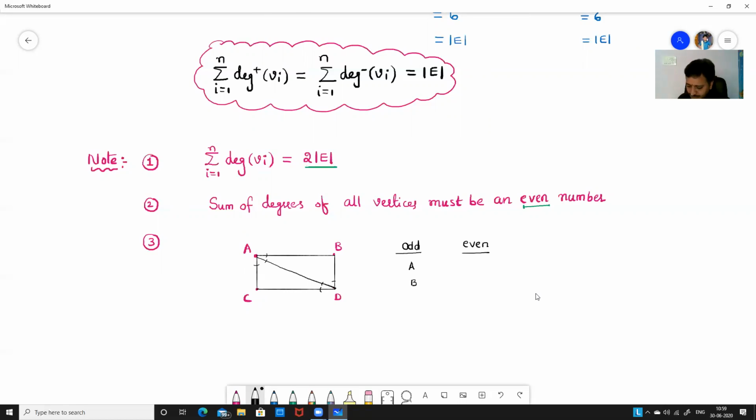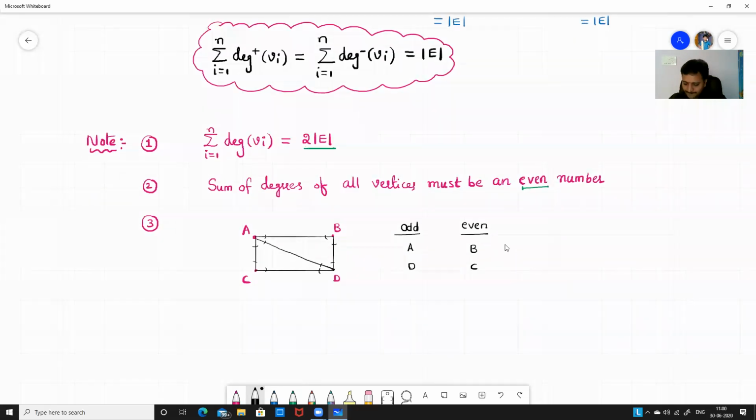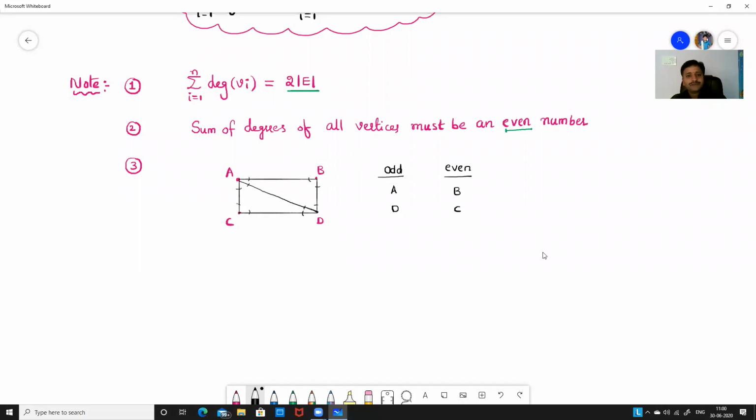What about even vertices? Small correction is required here. The degree of D is 3, therefore D is also an odd degree vertex, right? And B and C have degree 2 only, therefore B is an even vertex and C is also an even vertex. Is it clear or not? In a graph, any vertex having odd degree is called an odd vertex, and any vertex having even degree is called an even vertex. Now, what is the importance of this statement?